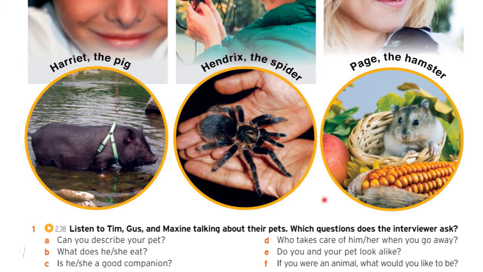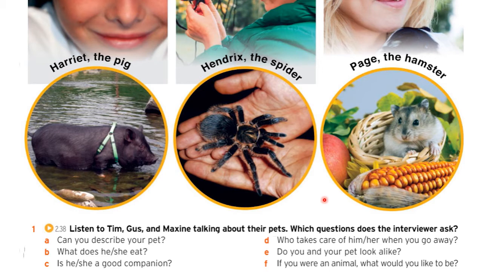Gus. Can you describe your pet? He's black and has 8 hairy legs. Is he a good companion? Yeah, he's like a friend, but other people are afraid of him. He scares people away. Do you and your pet look alike? I'm not that hairy, but I think he looks cool like me. If you were an animal, what would you like to be? A lion, because they're big and tough, and they rule.